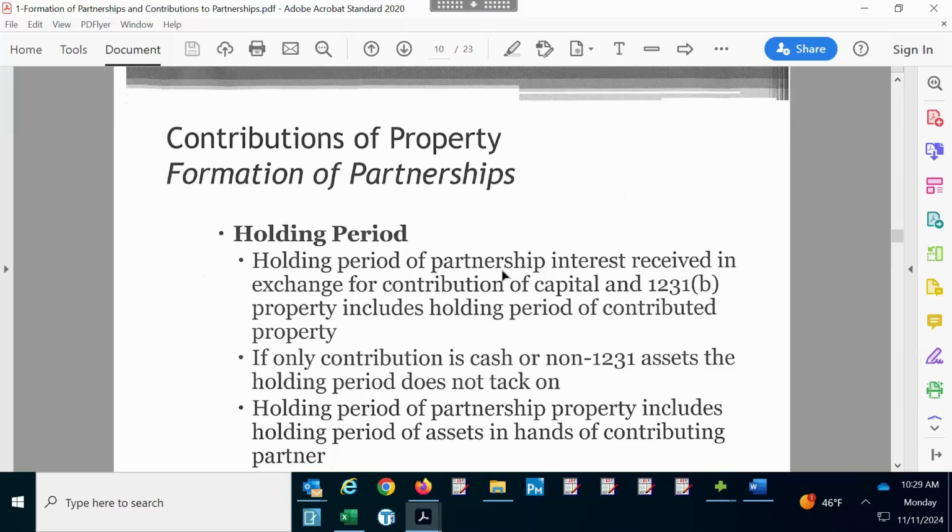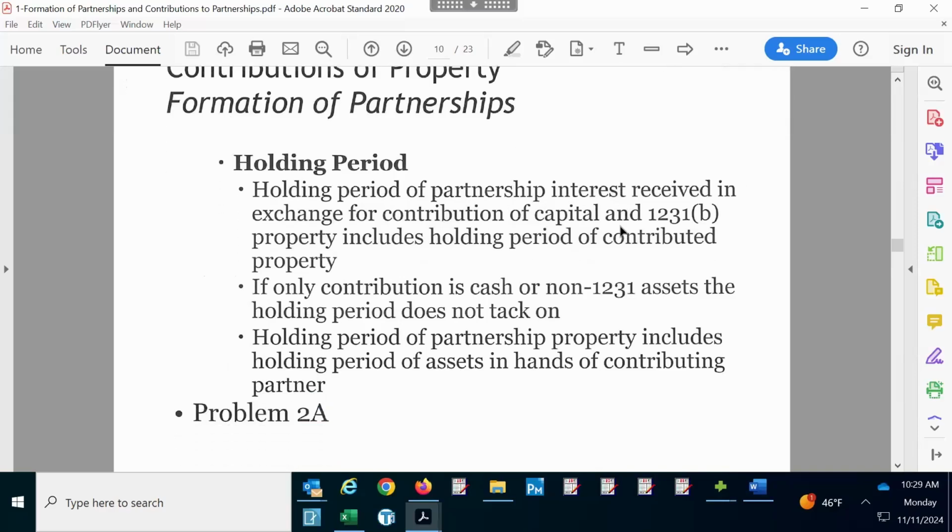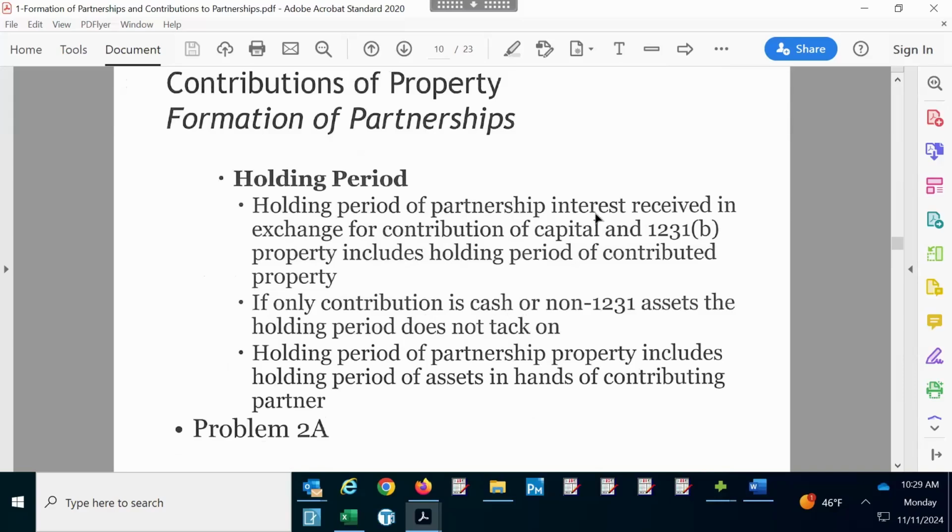Holding period. Do we want to talk about holding period? Does everybody understand holding period? John, I'm not picking on you. Do you understand holding period, 1221 and 1223, 1 and 2? Think so. Okay.